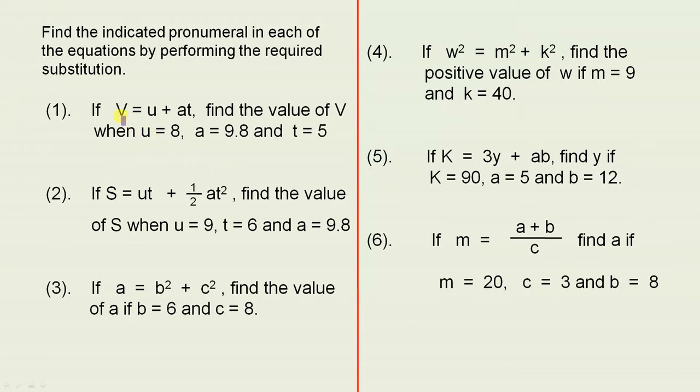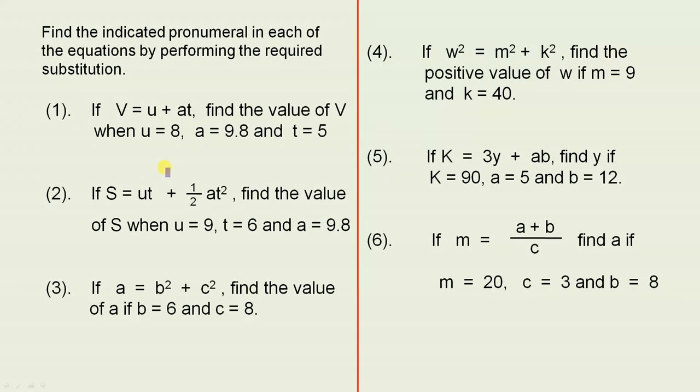So if we look at the first one, v equals u plus at, so that's the given formula or equation. Find the value of v when u equals 8, a equals 9.8 and t equals 5. This is a very, very famous equation in the area of physics, and you'll come across it later on in your schooling. So you have all the values you need, and that's the pronumeral you have to find.